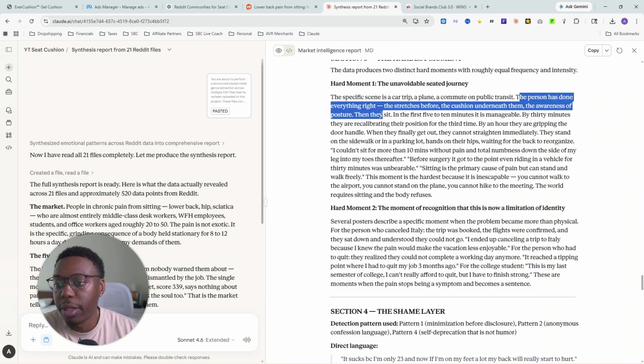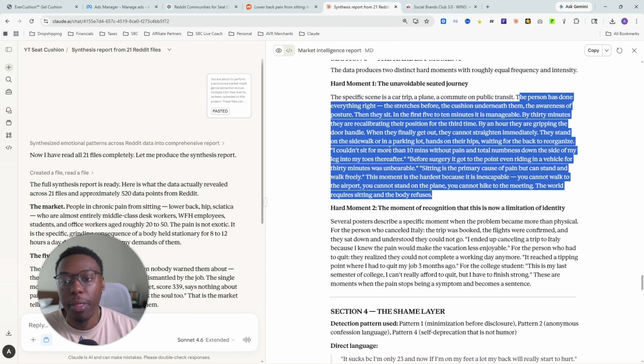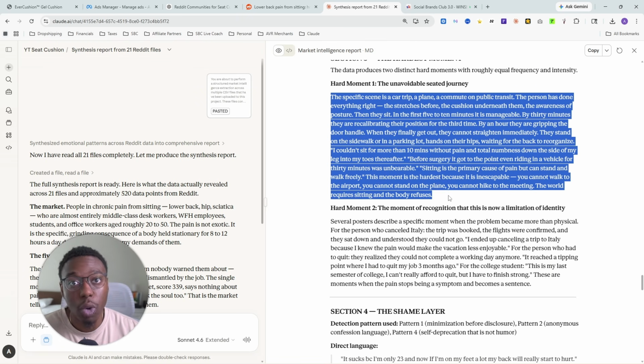The person has done everything right. The stretches before, the cushion underneath them, the awareness of posture. And it goes on and on to talk about, basically painting the picture, right? And these are going to be the things that we're trying to elevate in the story to really heighten that pain that they're going through, so it resonates with them and keeps them reading the story and engaged the entire time.